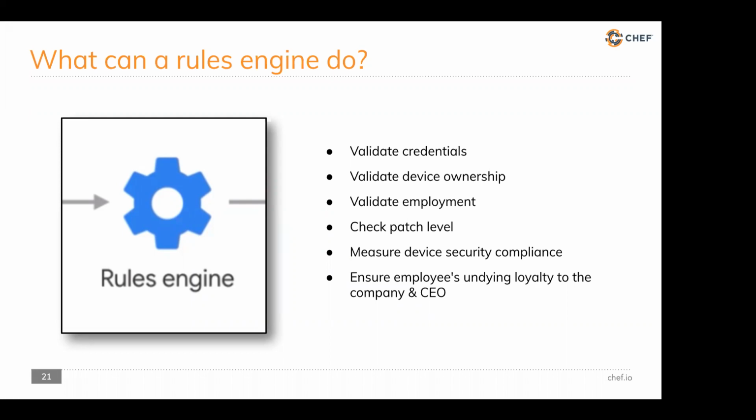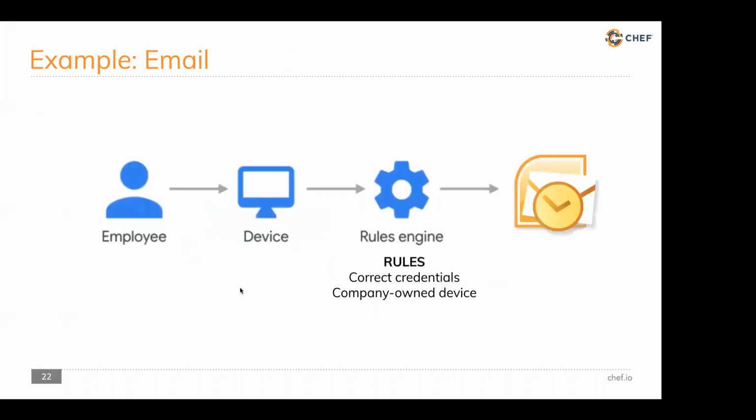So, what are some real world examples of how we might use a rules engine to allow access to certain things? Let's take a look at a less critical business app, email. We might develop a system where for my device to reach email, we have a simple set of rules. We want to validate that the credentials that the employee has are correct and that it's a company-owned device. Maybe we don't necessarily care that their antivirus definitions are up to date if they just want to read their email. We can have a pretty relaxed policy in this case.